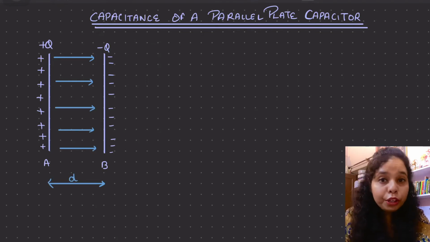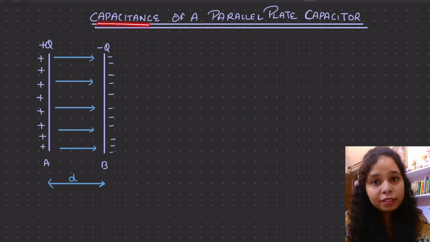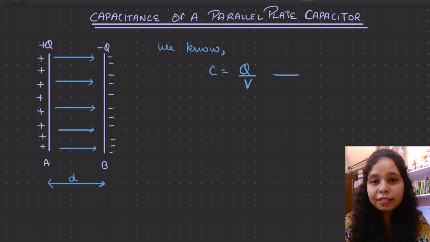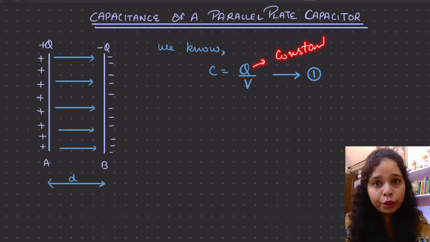Now we know that we have to find the capacitance of a parallel plate capacitor. That means we need to recall the formula for the capacitance, and we know that C is equal to Q upon V, where Q is the charge and V is the potential existing between the plates. So let us mark this equation as equation number 1. Also the charge is constant because it is not going to change, but V is the potential which we have to calculate because we do not know the value of potential at the moment.